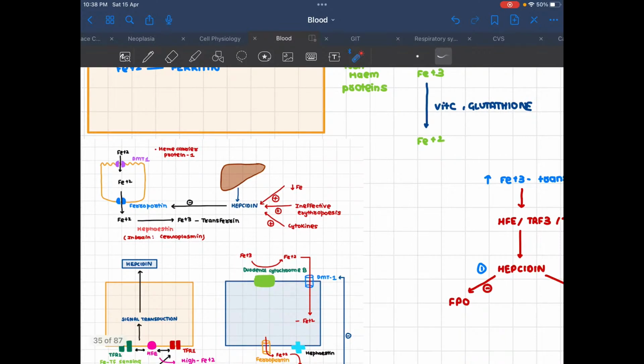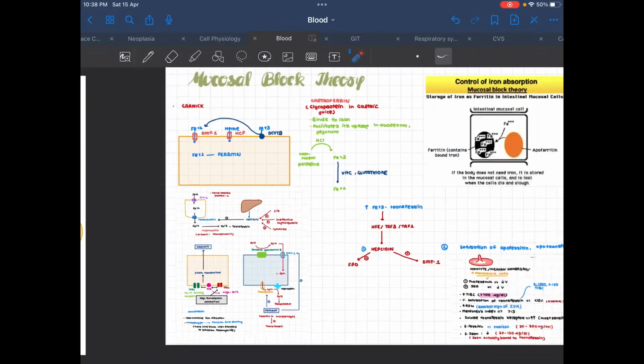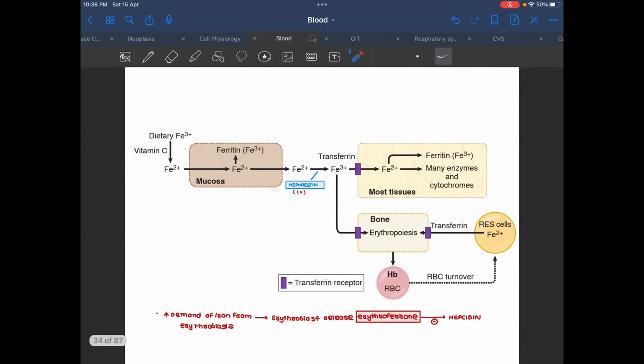And as we saw previously, we have a protein known as hepcidin. It's a positive acute phase reactant. So this positive acute phase reactant, hepcidin, is going to inhibit your ferroportin over here. Okay, so this is what you have studied about iron transport so far.